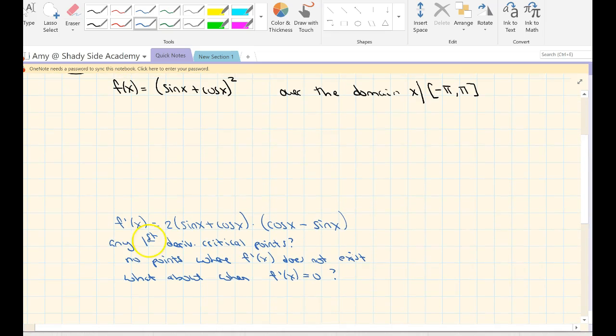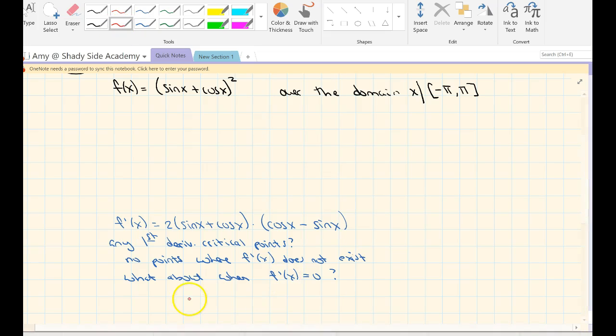So here what I did was I found f prime. F prime, notice the chain rule, be careful. I asked the question, any first derivative critical points? And make sure I don't forget to take a look and say, are there any points where f prime does not exist? There are not. What about when f prime equals 0? Well, if f prime equals 0, I'm going to set each of these factors equal to 0.